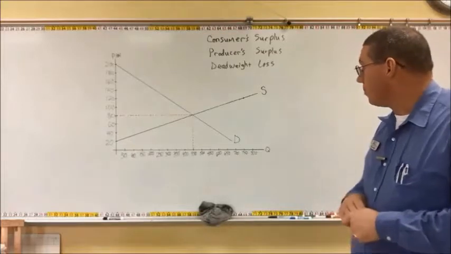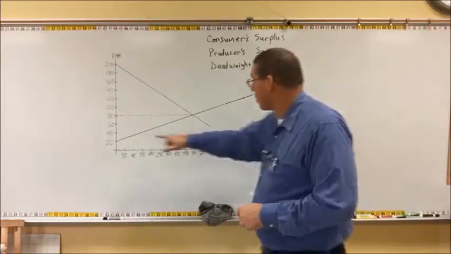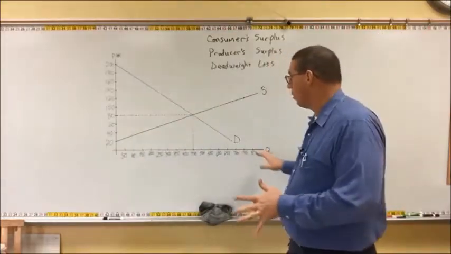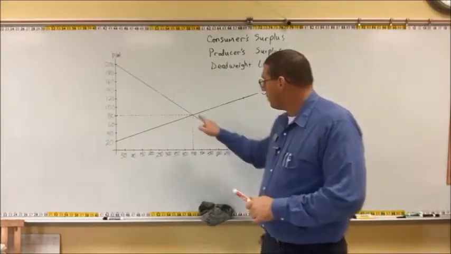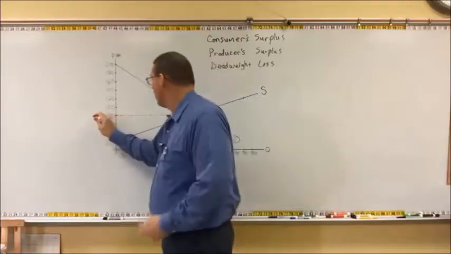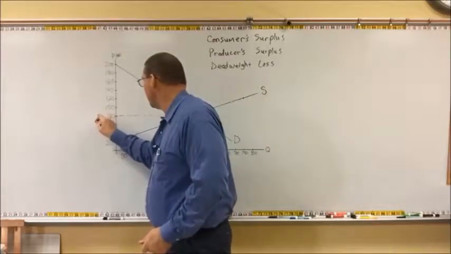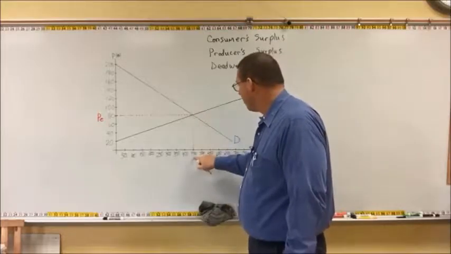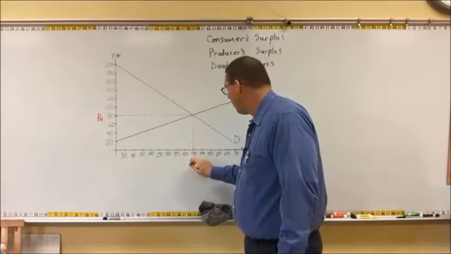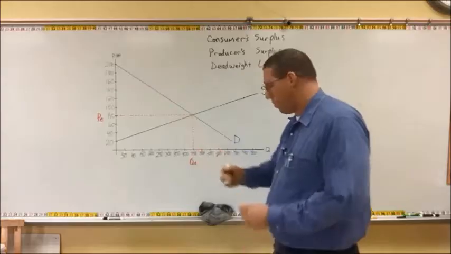Okay? So here's a market graph. We've got a supply curve. We've got a demand curve. And as you can see, based on this graph, we have an equilibrium price, P sub E, of $80, and we have an equilibrium quantity of 450 units.